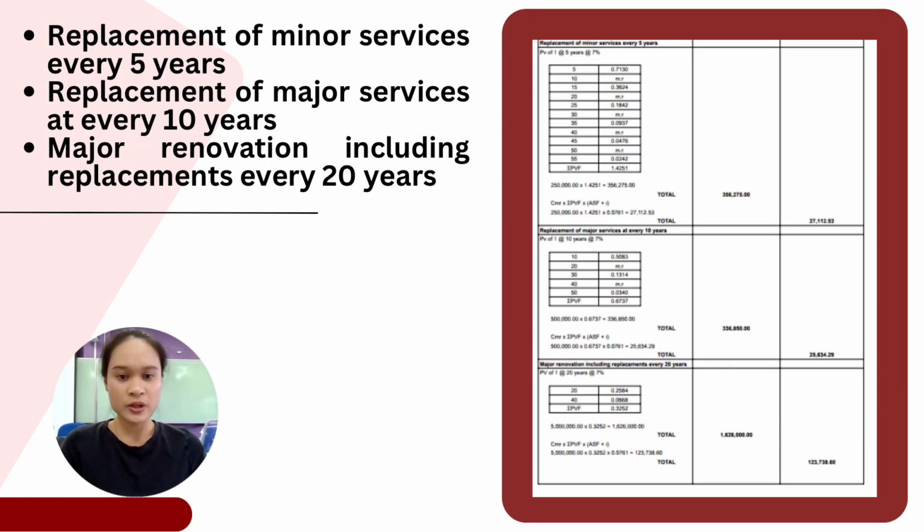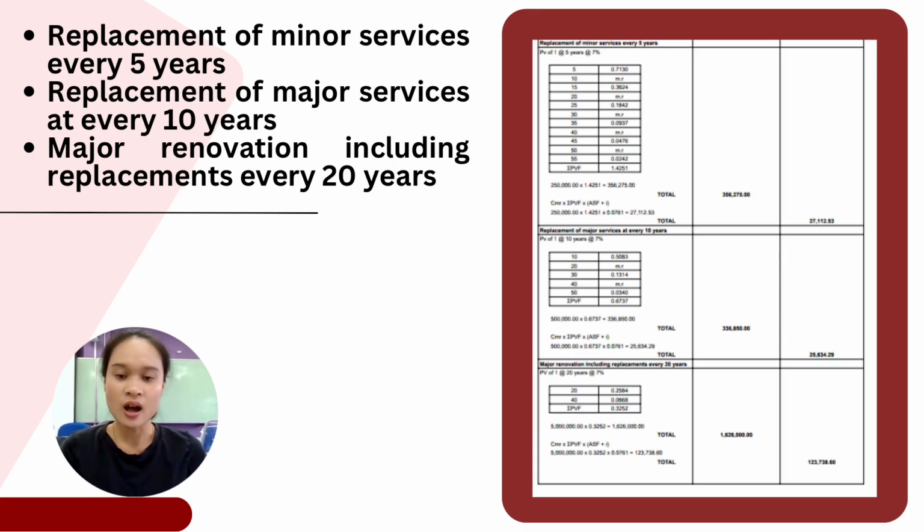This gives us a total present value of 356,275 ringgit. For the annual equivalent method, we multiply the present value of 356,275 ringgit by 0.0671, which represents the ASF plus interest rate. This gives an annual equivalent cost of 27,112 ringgit and 53 cents.